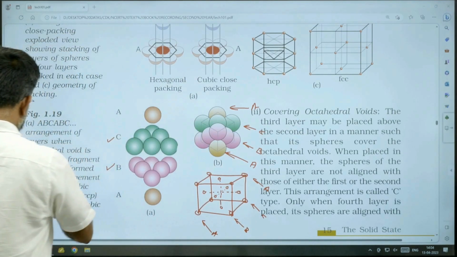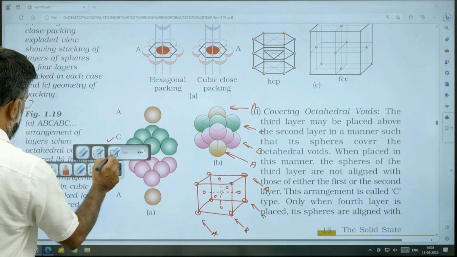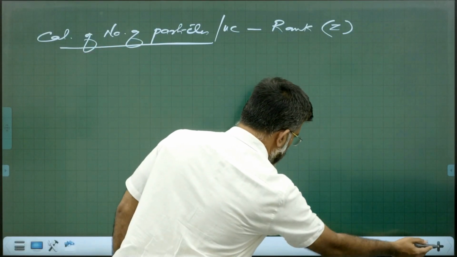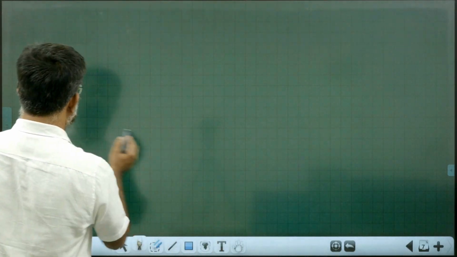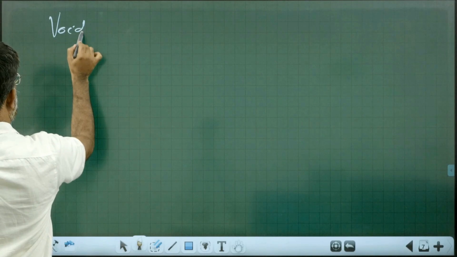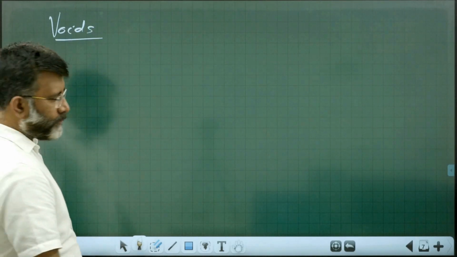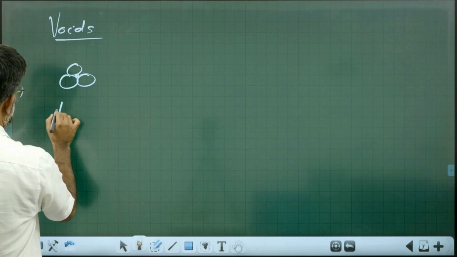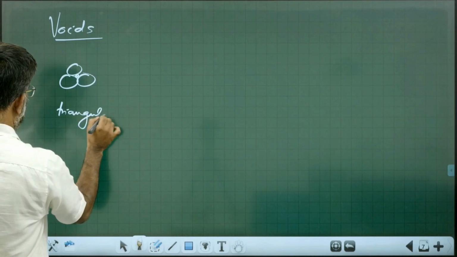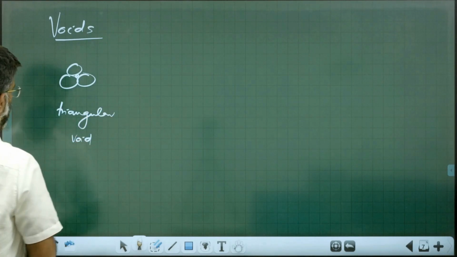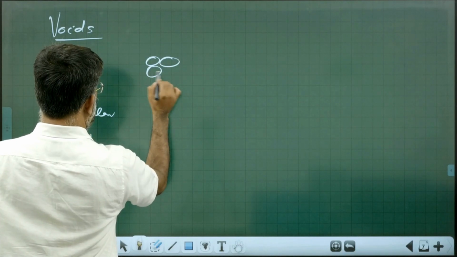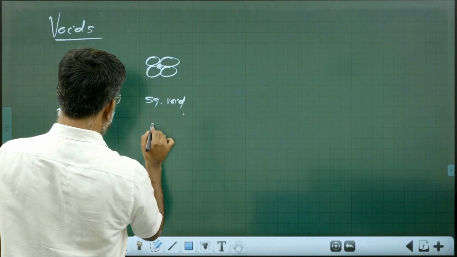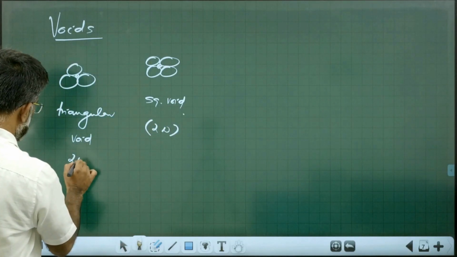Now regarding the voids. Voids means the vacant space in between the crystals is called voids. Voids are vacant spaces. If you take 3 particles like this, the vacant space is called a triangular void. That is in 2 dimensions. If you take 4 particles like this, there is a vacant space over here. That is called a square void. That is also in 2D.